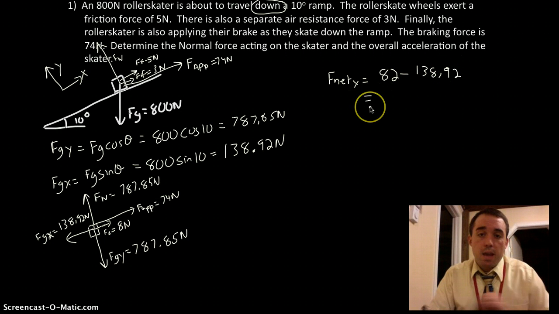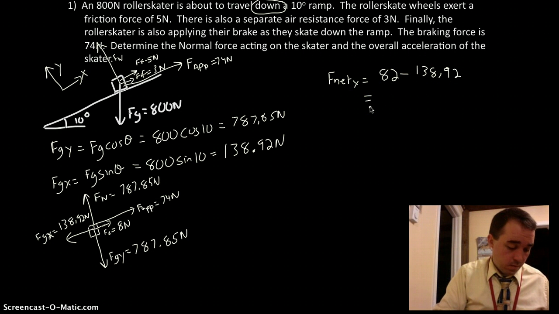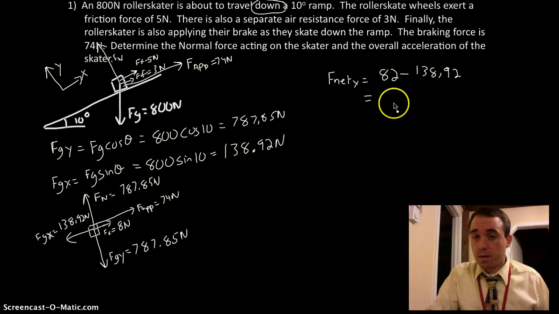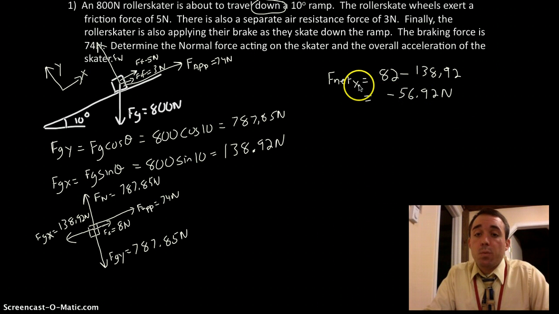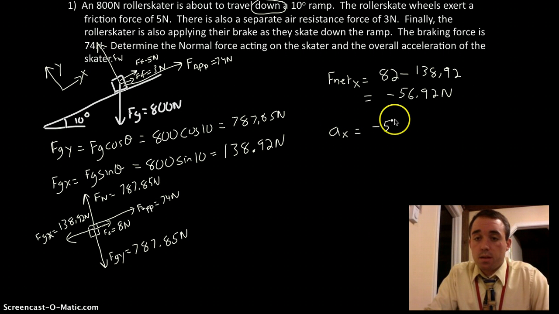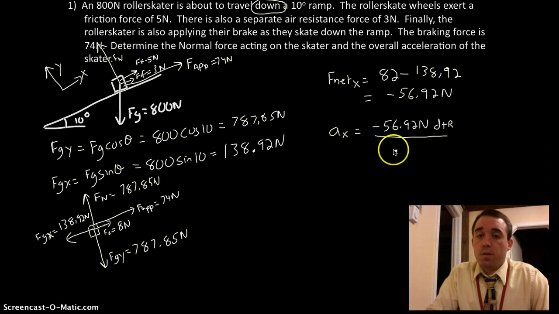And that's going to give us a net force of negative 56.92 newtons. That negative again means down the ramp. And we need to use that to find our acceleration. So our net force, negative 56.92 newtons down the ramp over mass gives us our acceleration.